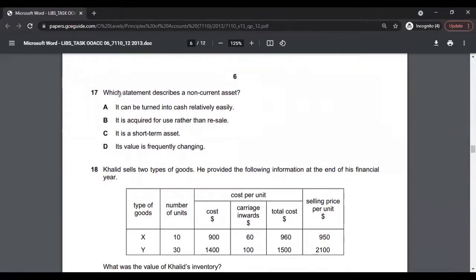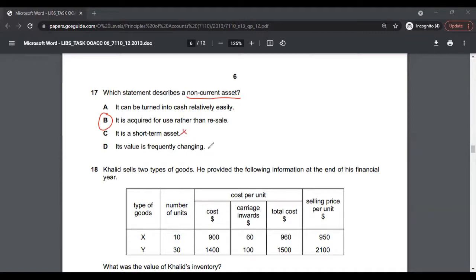Multiple choice 17. Which statement describes a non-current asset? It is acquired for use rather than resale. The answer to multiple choice 17 is B. You acquire an asset, a non-current asset, but you do not want to resell it. You want to use it in the business to generate more revenue.